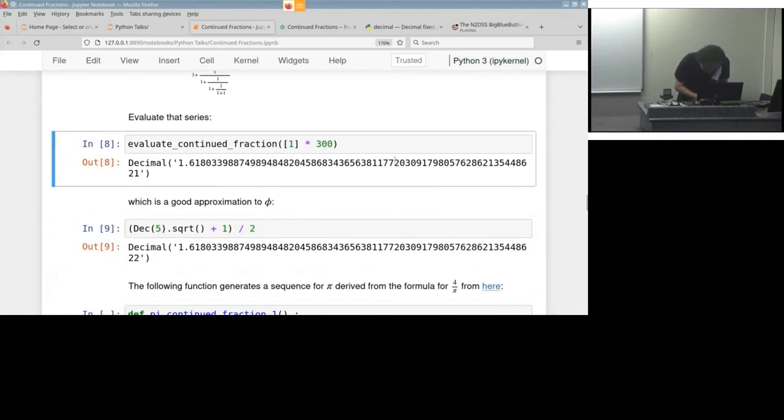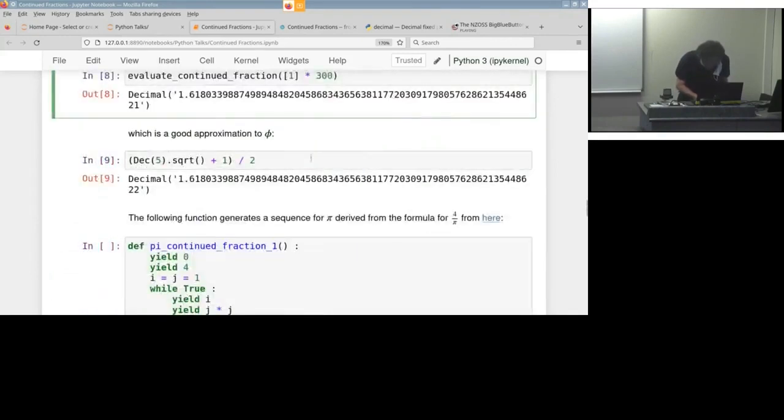This is actually good enough. Yeah, so 300 terms is necessary in the continued fraction just to get 64 digits. So the convergence is pretty slow.